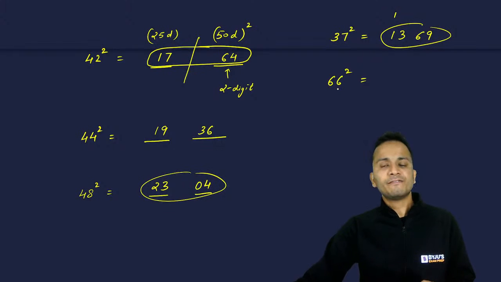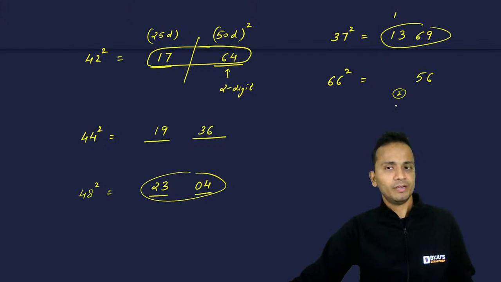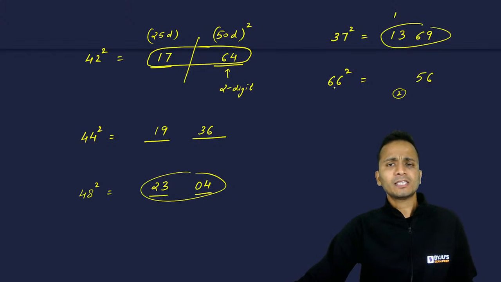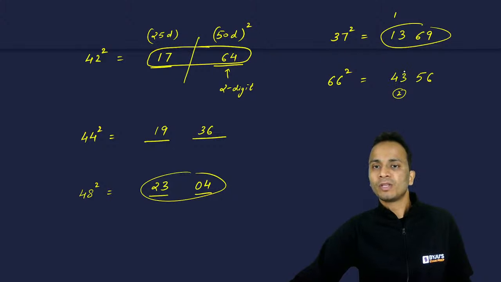Now 66 is the number. First, what is its difference from 50? 16. The square of 16 is 256. I'll write 56 and 2 will become the carry forward. Next, the difference of 66 from 25. So 25 and 66, the difference will be 41. 41 plus 2 will be 43. So 4, 3, 5, 6.